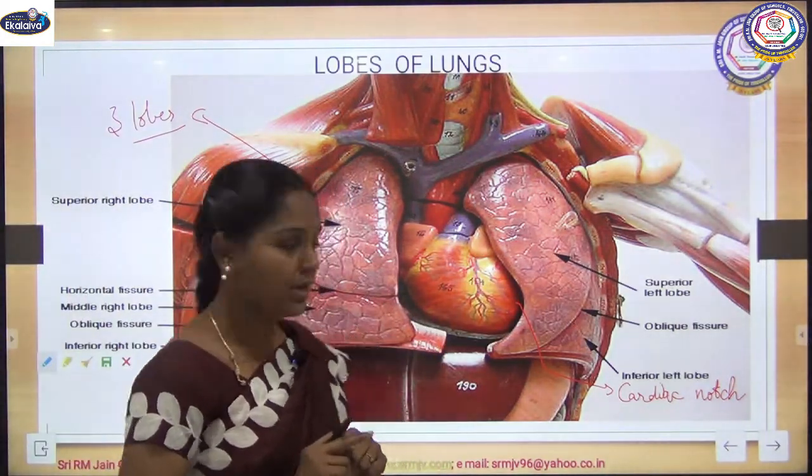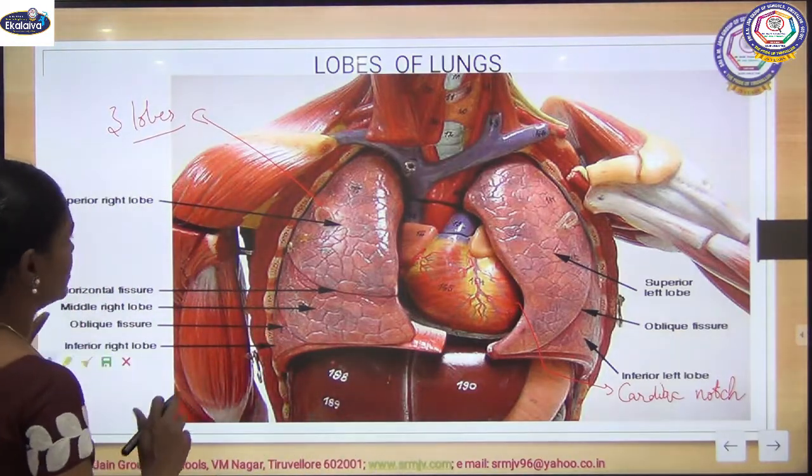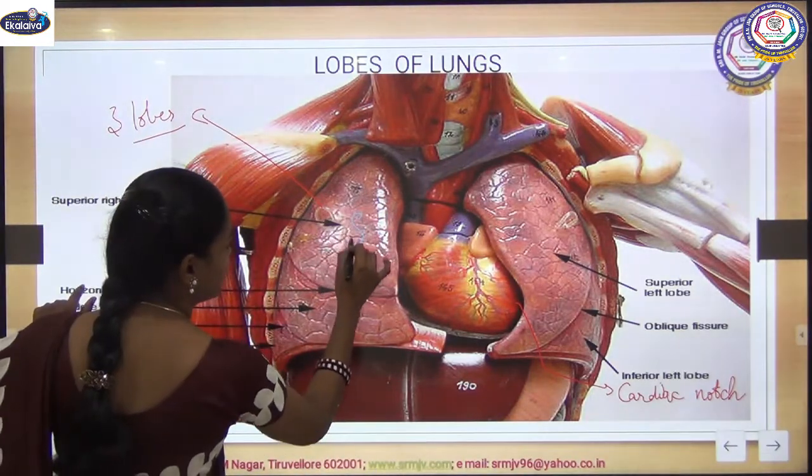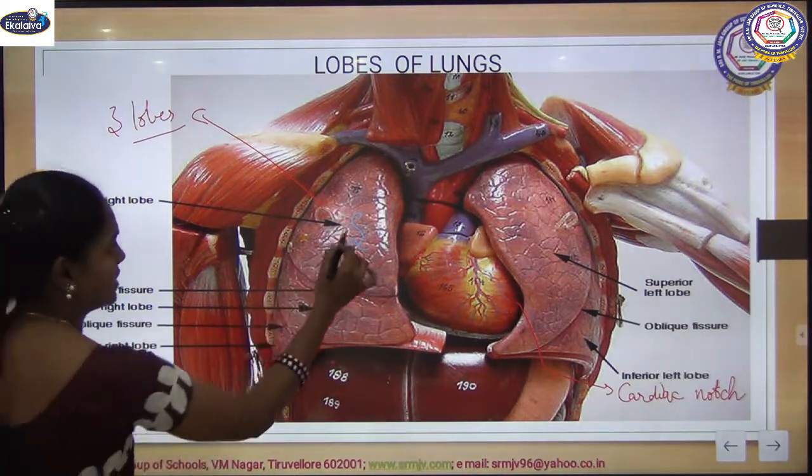two lobes. Okay, and these three lobes, see here, this is the superior lobe. Can you see this?